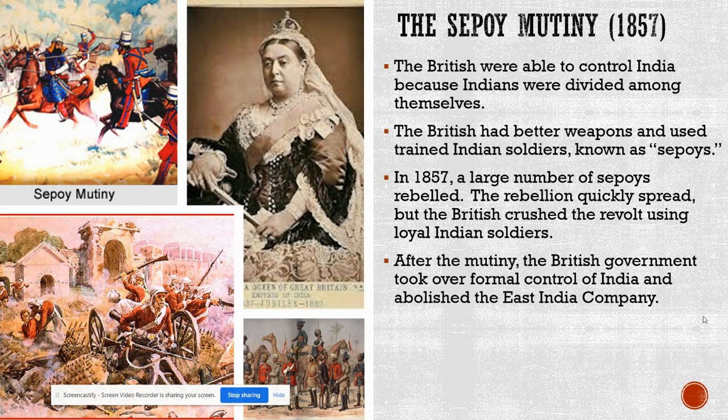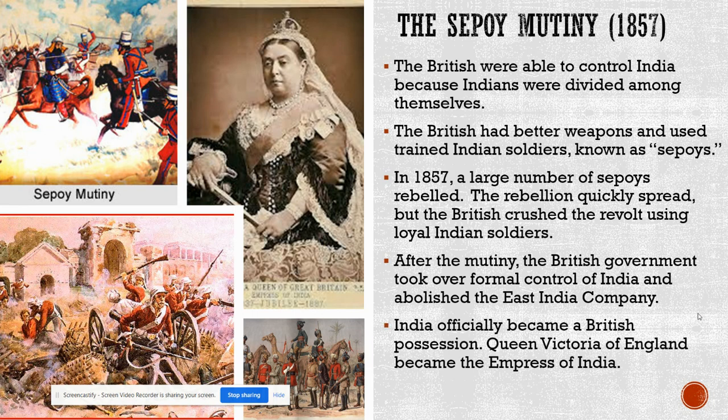So after the mutiny, the British government took over formal control of India. So complete control. Formal control means you control all parts. So there's really no independent groups in India or anything like that. And they abolished the company that was running India, which was called the East India Company. So India became an official British possession, which meant that Queen Victoria of England now became the Empress of India, and this is Queen Victoria right over here on the left.